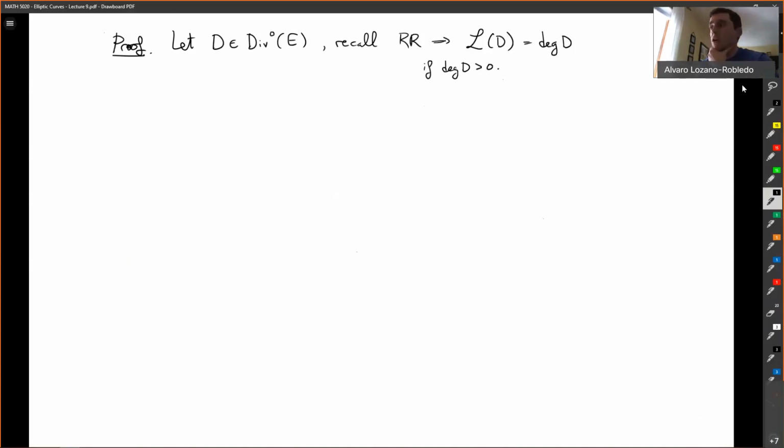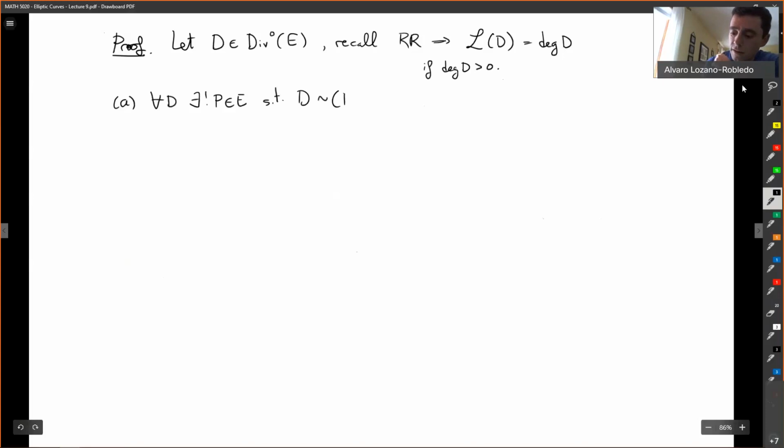Okay. So for part A, our task is to show, remember, the statement says that for all D in divisors of degree zero, there is a unique P such that D is equivalent to P minus O. So we have to find that point P somehow. And I love this because this is the kind of thing that Riemann-Roch allows you to do, is find that point P. So let's start with looking at the dimension of the L space of D plus O.